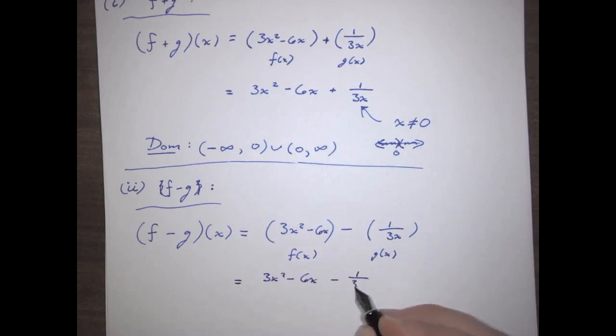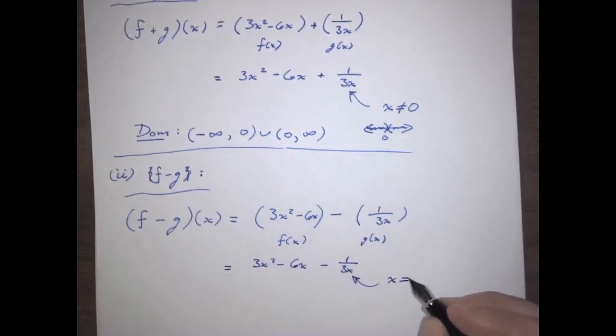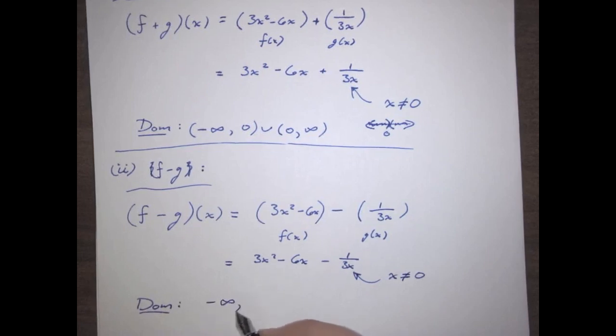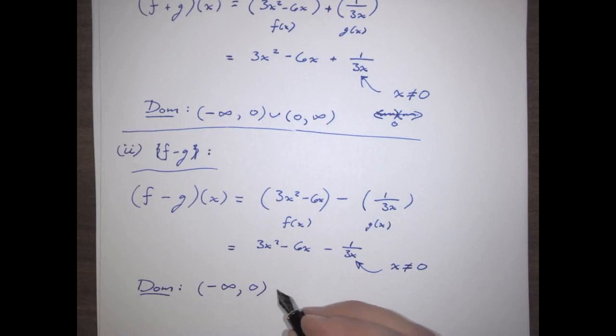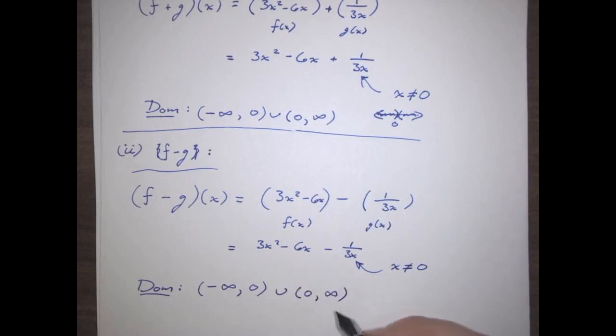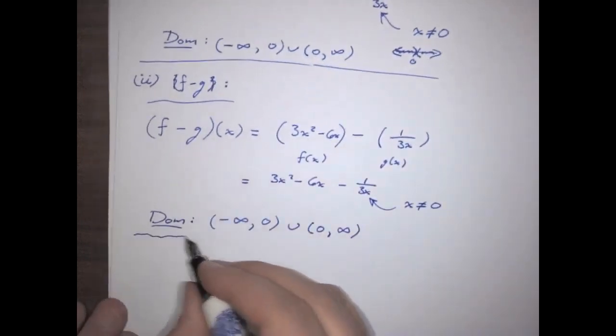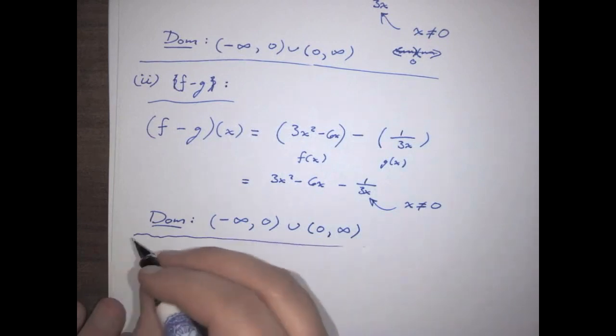And x cannot equal 0. Which means we're going to have the same domain as before. It's going to be negative infinity to 0, not including, and then from 0 to infinity, again, not including. Alright, now here's where things are about to get a little crazy.